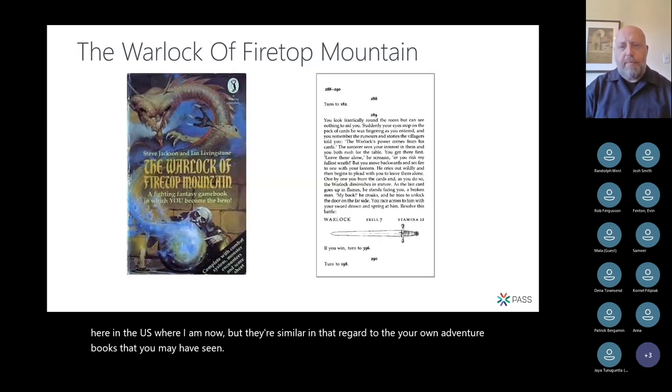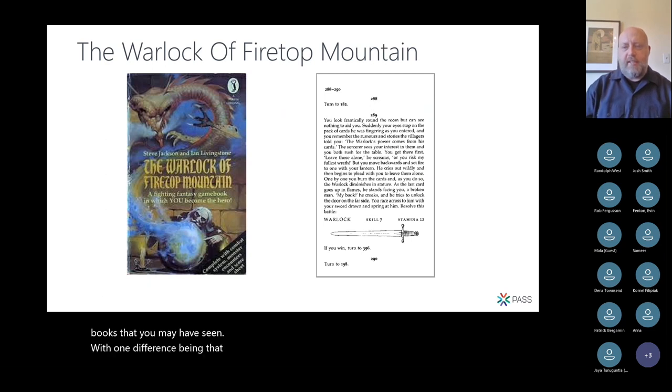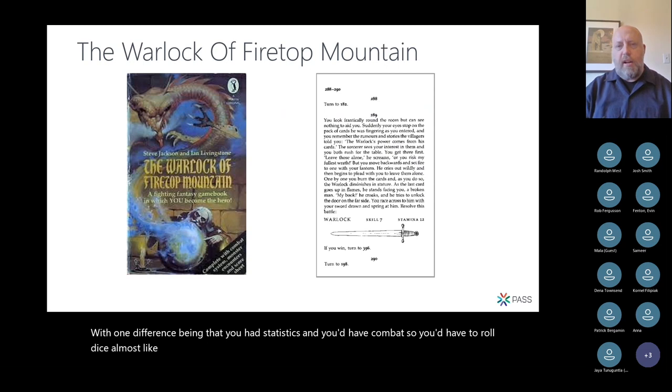One difference is that you had statistics and you'd have combat, so you'd have to roll dice, almost like a book version of Dungeons and Dragons.